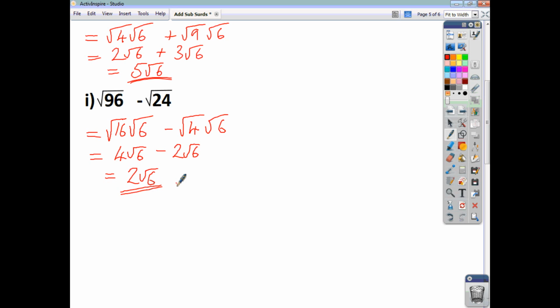So that's how you add and subtract surds. You have to make sure that they belong to the same family, that they contain the same surname if you like, and once you've simplified them, then you can add or subtract them very, very easily. Okay, so I hope that was helpful.